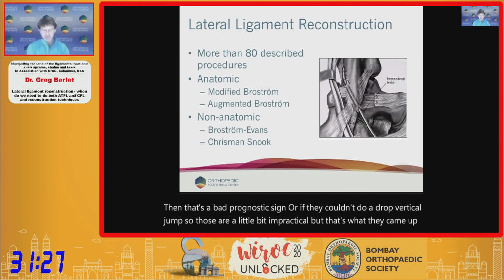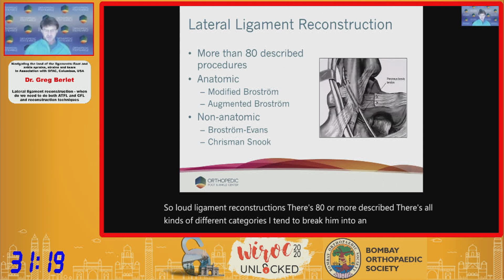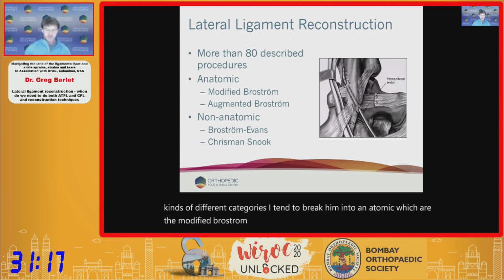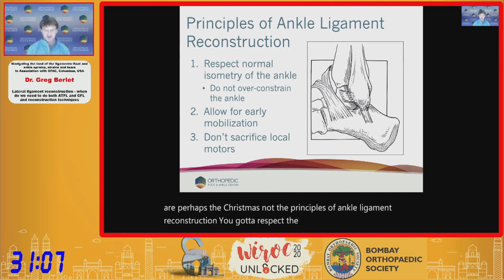So lateral ligament reconstructions, there's 80 or more described. There's all kinds of different categories. I tend to break them into anatomic, which are the modified Brostrom or augmented Brostrom, or the non-anatomic, which are perhaps the Chrisman-Snook. The principles of ankle ligament reconstruction: you've got to respect the isometry, you cannot over-constrain joints, you have to allow for early mobilization, and I don't think you want to sacrifice local motors.